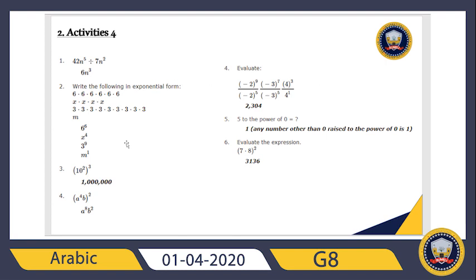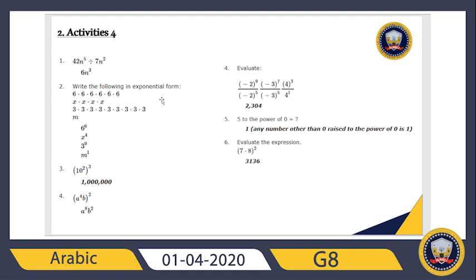Okay, let's simplify 42 n to the power of 5 divided by 7 n to the power of 2. Division, so you divide the numbers. 42 divided by 7 is 6. N to the power of 5 divided by n to the power of 2: from the laws of exponents, this is n to the power of 5 minus 2, which is n to the power of 3. So this simplifies to 6n to the power of 3.